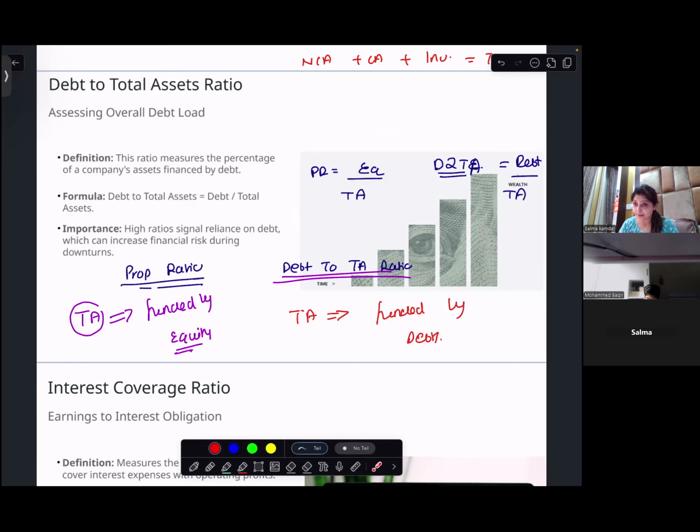Okay? If your debt to total asset ratio is more, what does that mean? That means a higher amount of total assets is funded by debt. A higher amount of total assets is taken with other people's money, purchased by using loans. That means it's a very great financial risk if there is some downturn.